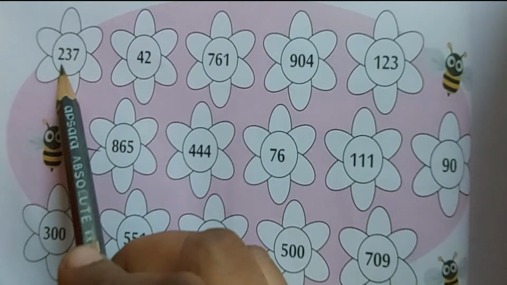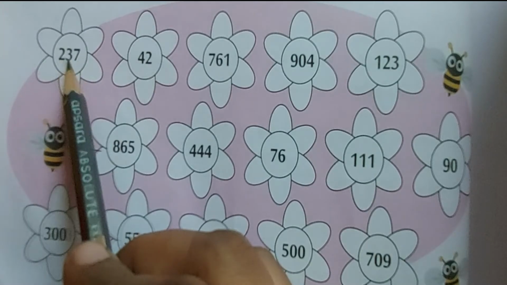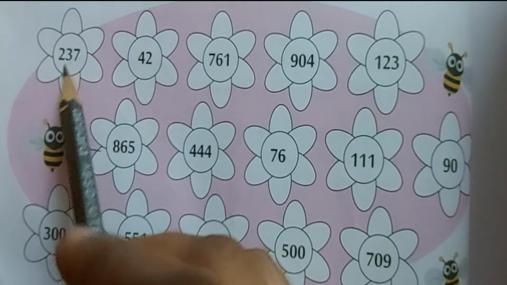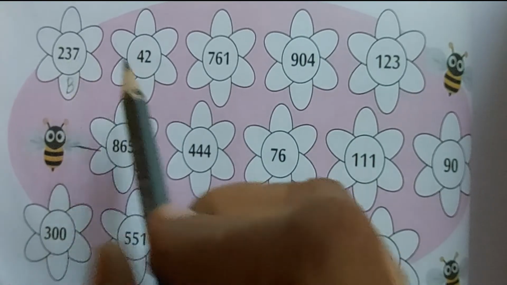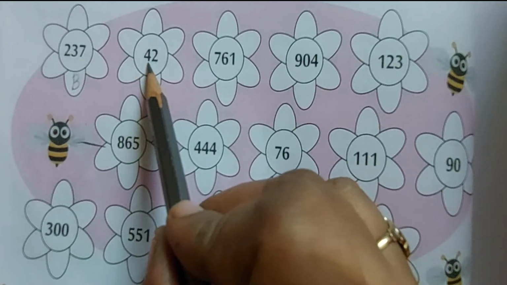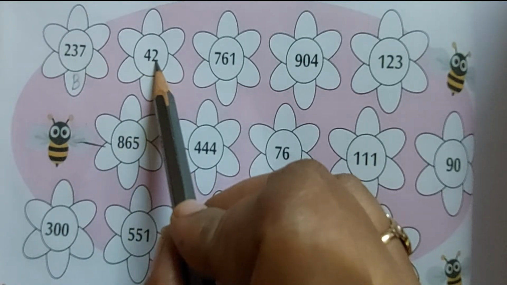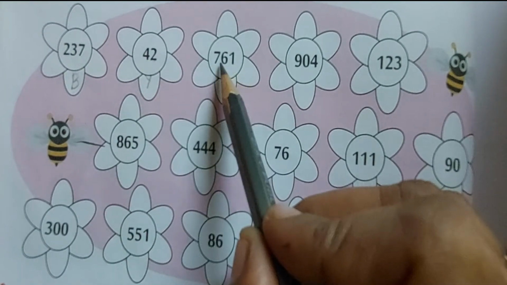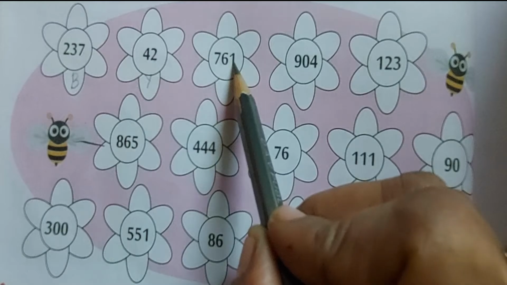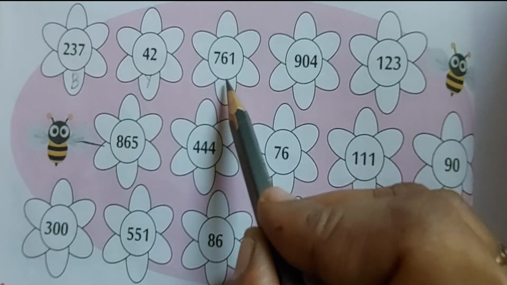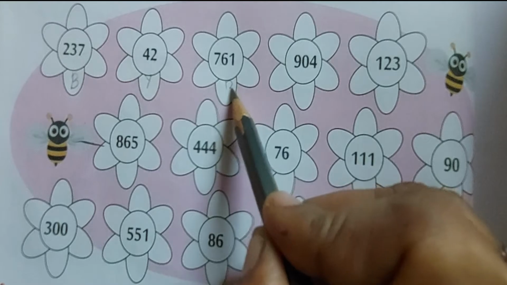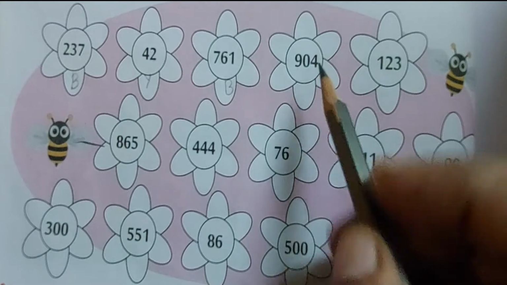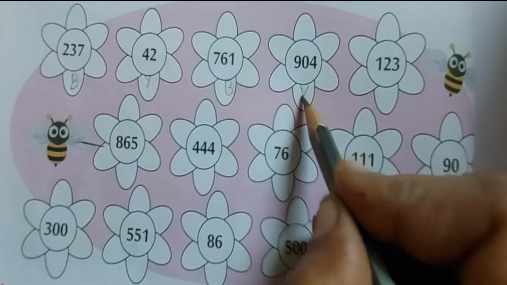See the first one, 237. 237 is an odd number. So we have to color this flower with blue color. See the next number, 42. 42 is an even number. So we have to color it with yellow color. And next one, 761. It is an odd number. So we have to color it with blue color. And next one, 904. It is an even number. So the color is yellow.